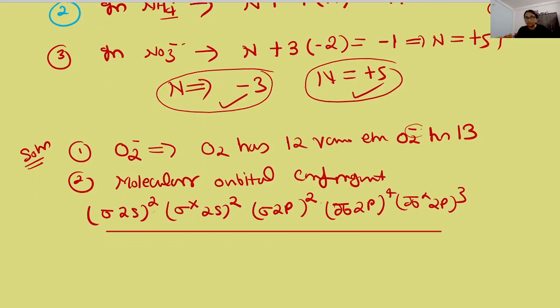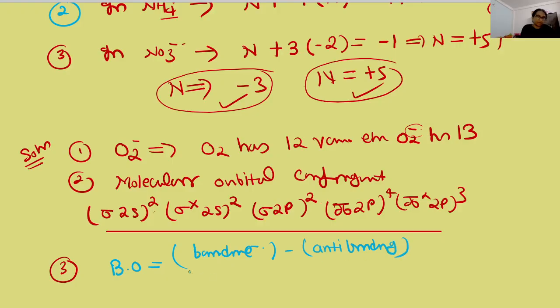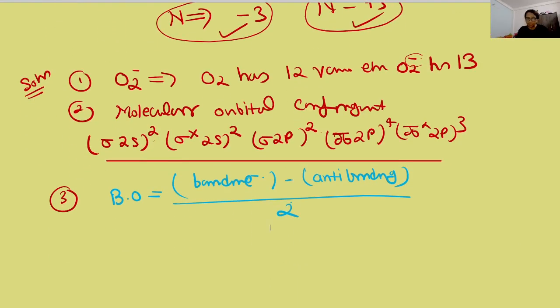Now calculate the bond order. How to calculate the bond order? With the help of the formula, we can calculate the bond order. The bond order is equal to the number of bonding electrons minus the total number of antibonding electrons, divided by 2. It is the formula for the calculation of the bond order.